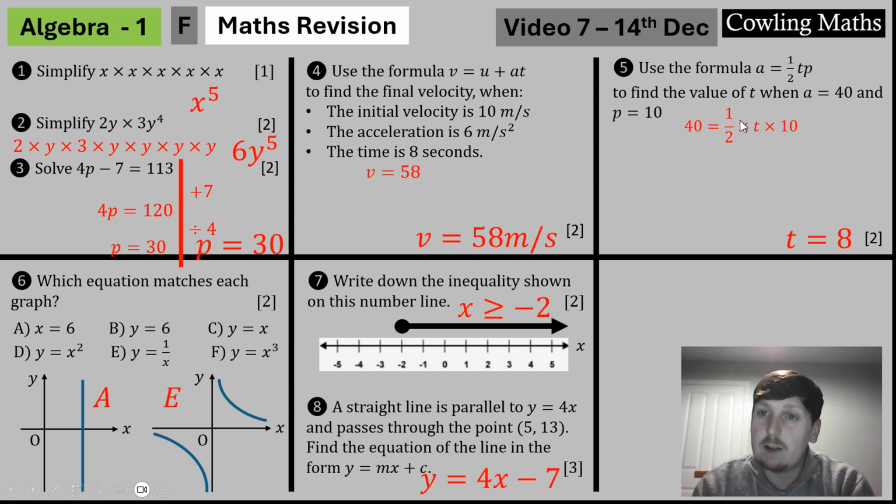Now to simplify this, on this side I've got a half times 10 because we can do these in any order, can't we? And half of 10 is 5. So basically I'm doing 5 times something makes 40. You might know that something is 8.